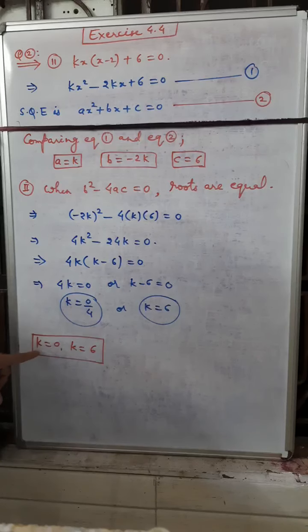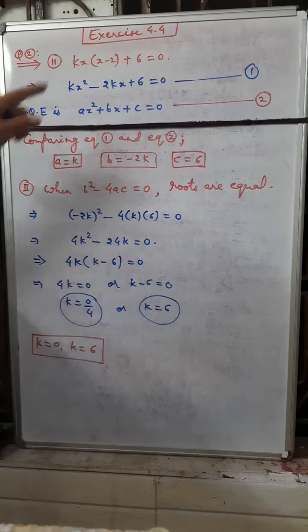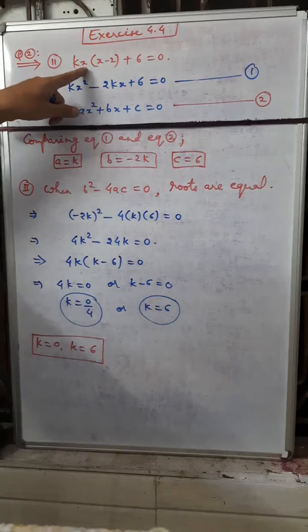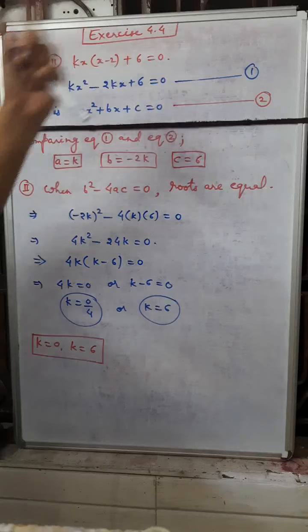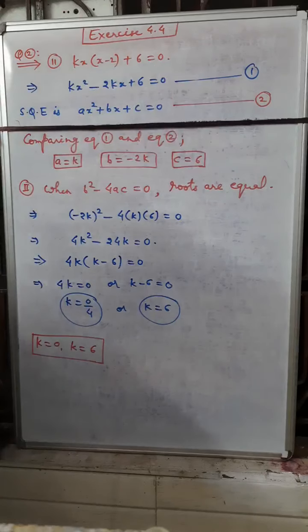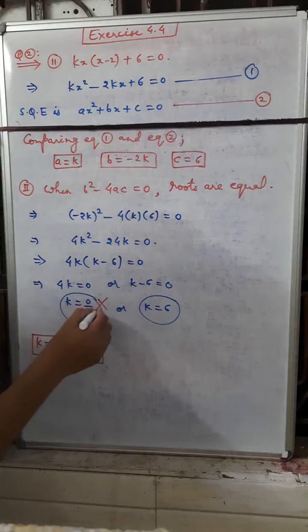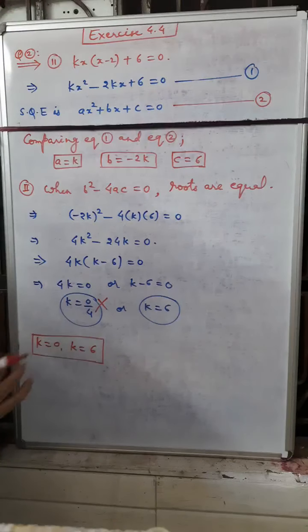So which answer is correct? If we are putting k is equal to 0 here, then 0 will be multiplied here, so 6 is equal to 0. So it is not possible. So this value does not satisfy the equation of the problem.